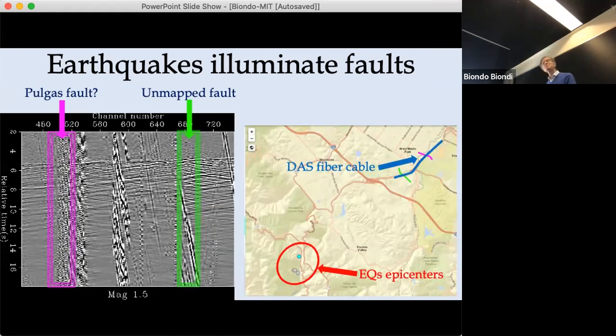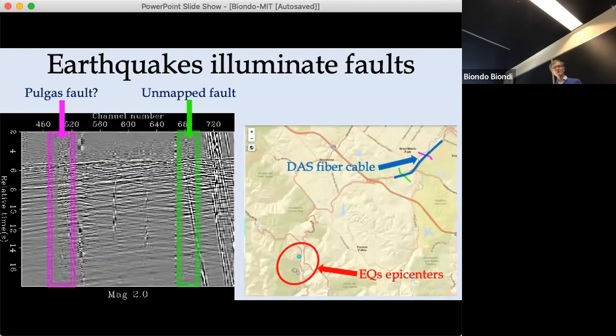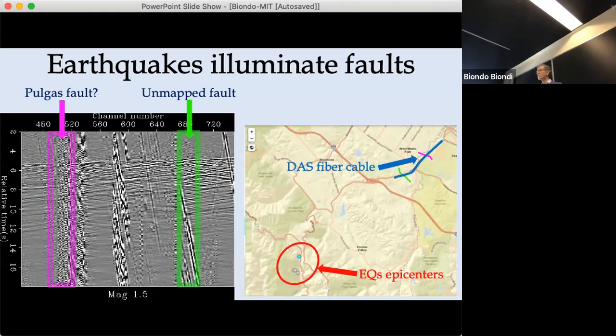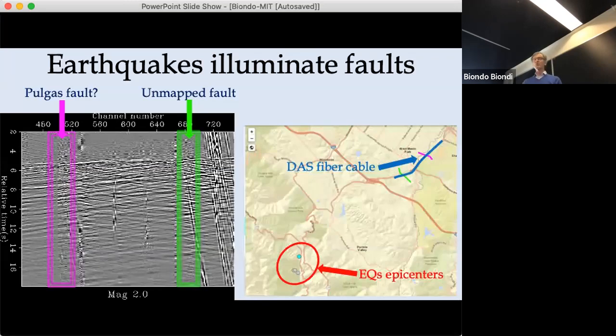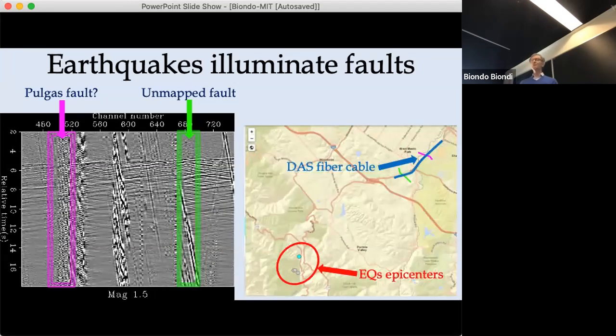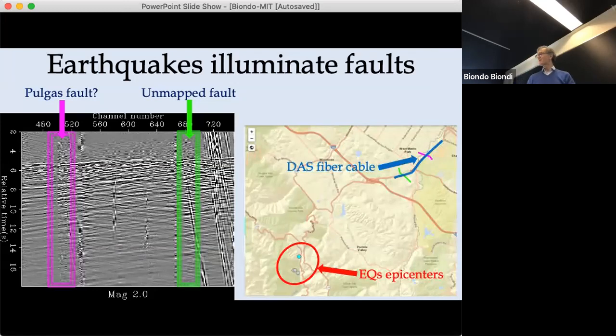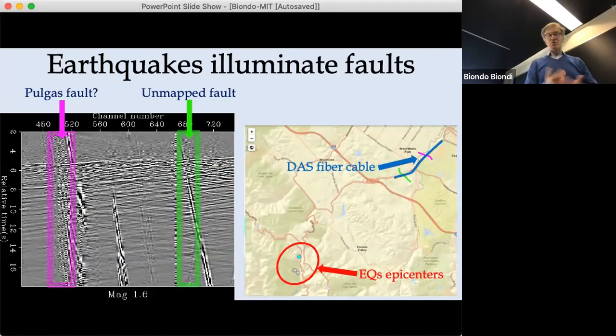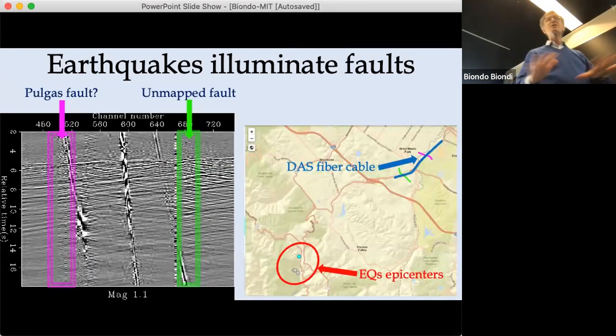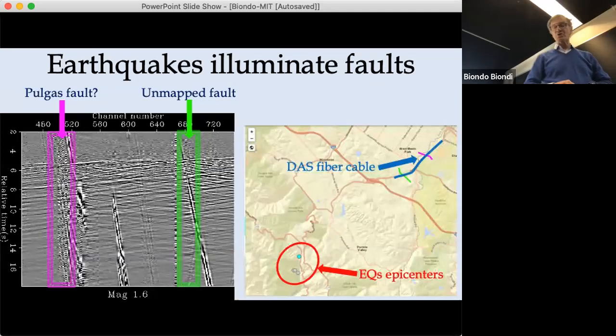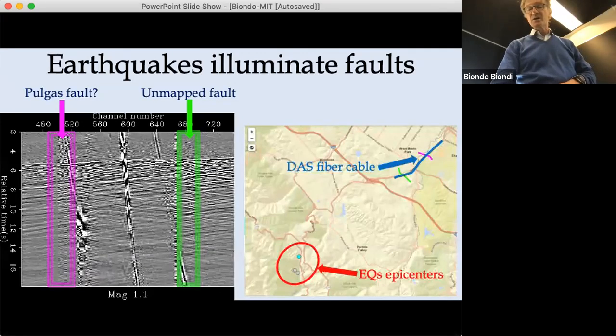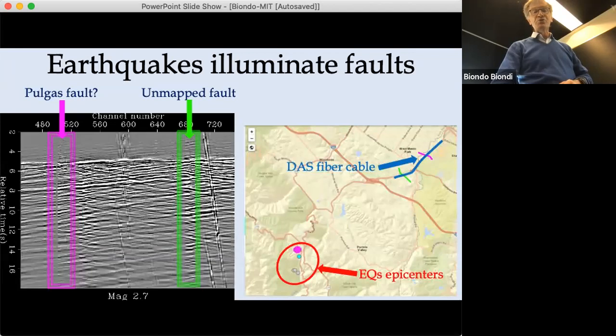Those are potential seismic hazards, not necessarily because these small faults create earthquakes, but because they're a point of weakness and you don't want to have buildings on top of them. So this is another interesting potential application: having very detailed mapping of the surface of faulting in a city.